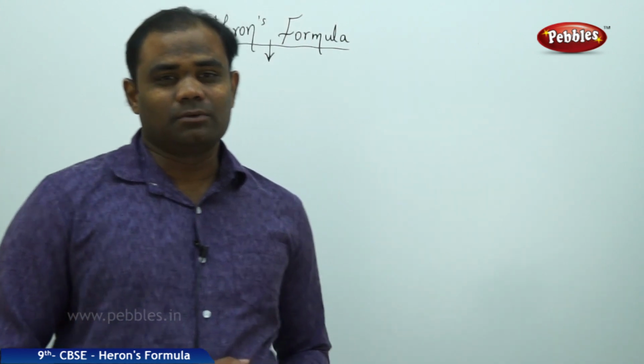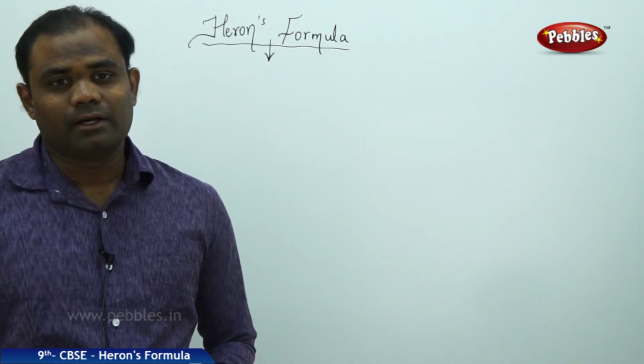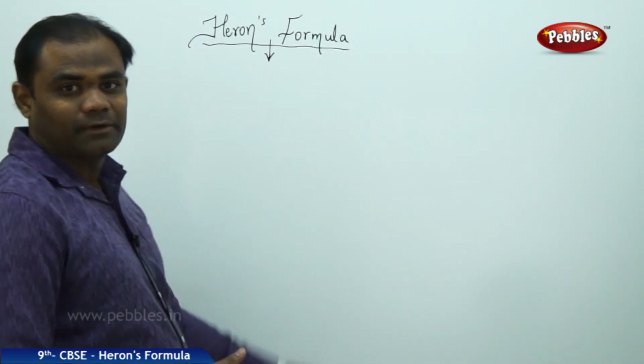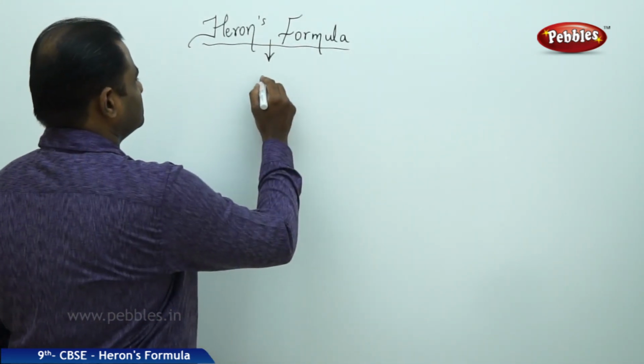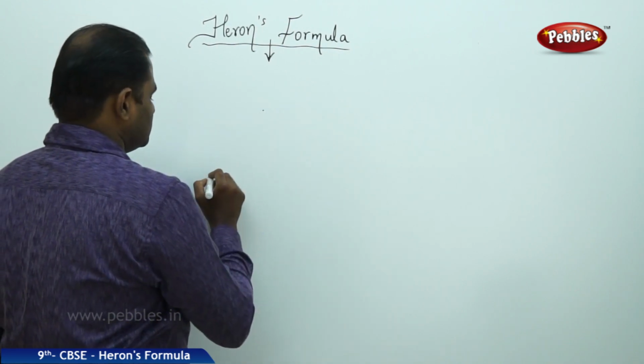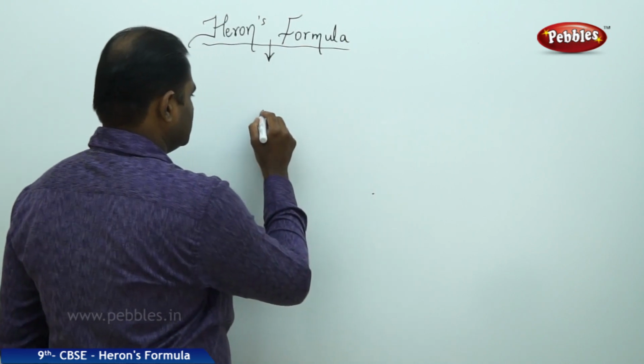This session is about discussing the area of the triangle, a three-sided closed figure. Area and perimeter of a triangle using Heron's formula. Imagine I have a triangle. Say for example, I have a triangle.